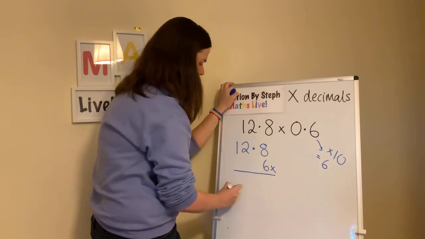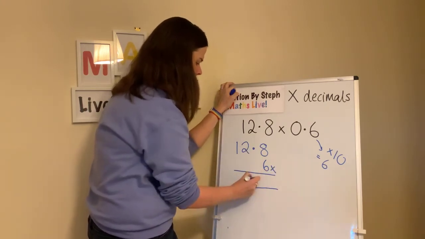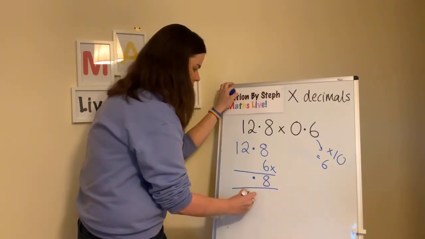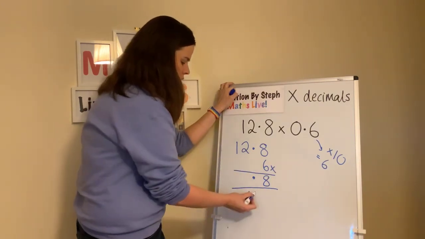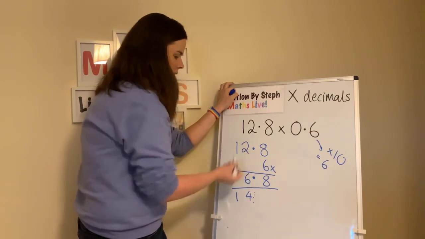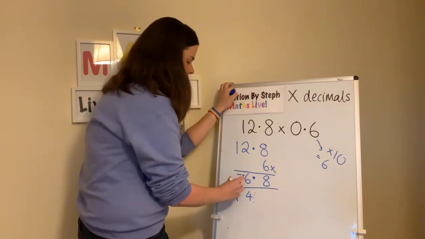This is the ones we've just been practicing. Line my decimal point up. 6 8s are 48. 2 6s are 12. 13, 14, 15, 16. 1 6 is 6 plus the 1, which is 7.